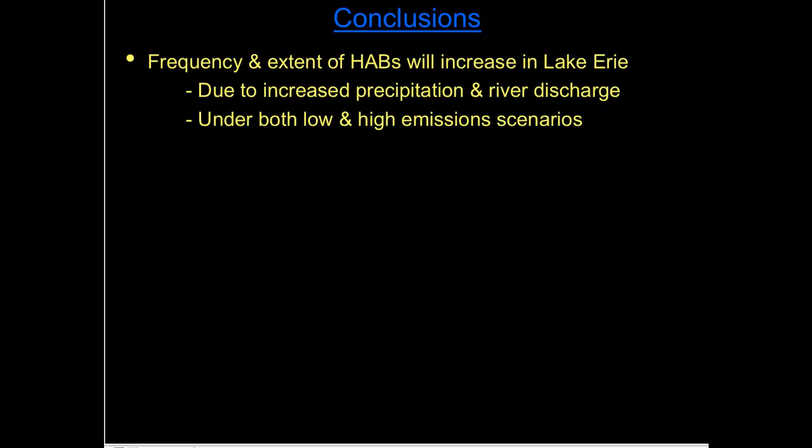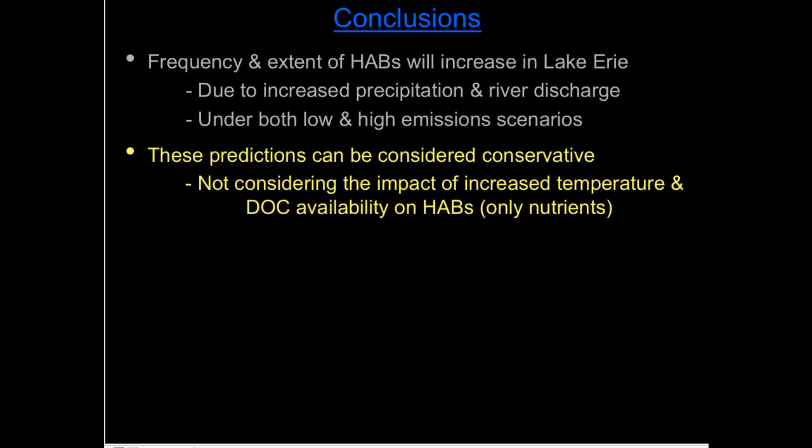So overall, we expect the frequency and extent of harmful algal bloom events to increase in Lake Erie. This is due to increased precipitation and river discharge, and we looked at a number of different scenarios here, and we expect this to happen under both high and low emission scenarios. There is some variability here that I highlighted when we looked at the results. We also consider these predictions to be conservative.